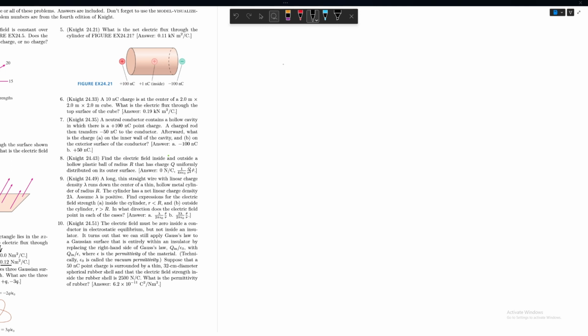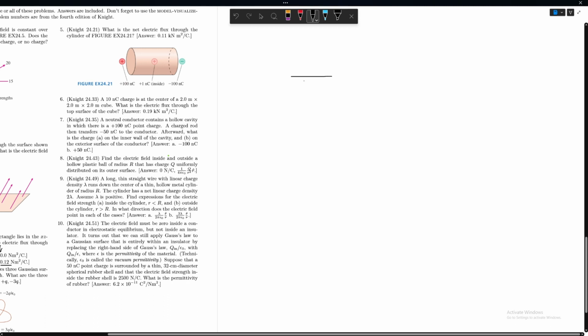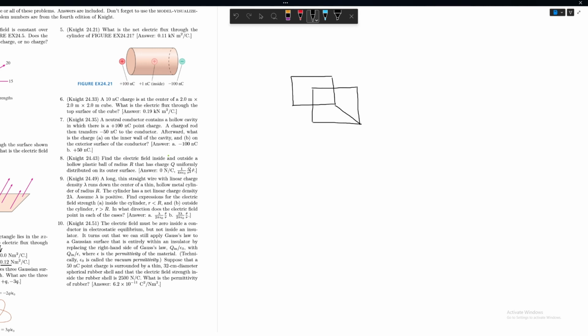Okay, never mind. Well, we're doing question 6 here. And we have a 10 nanocoulomb charge in a cube. So let's draw this cube. There you go. And it's saying inside this cube, there's a 10 nanocoulomb charge. So positive, and the charge on this is 10 times 10 to the negative 9. And it's asking, what is the electric flux through the top surface of the cube? Only the top surface of this cube.